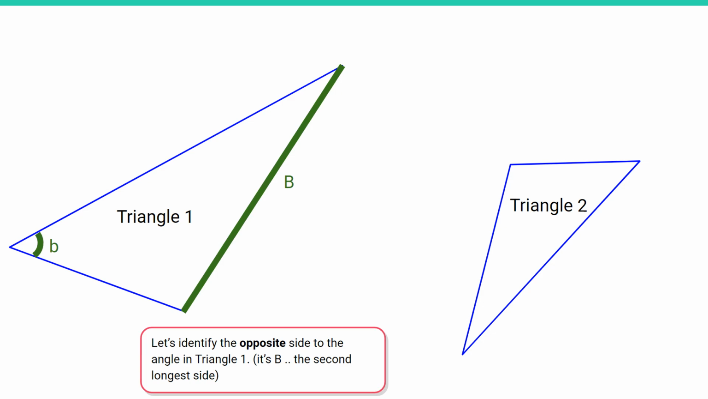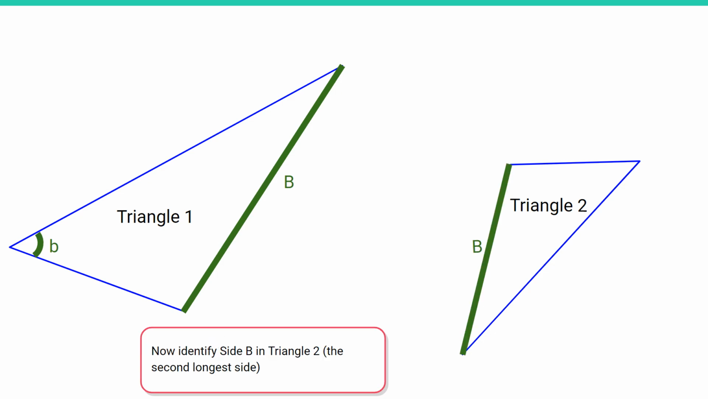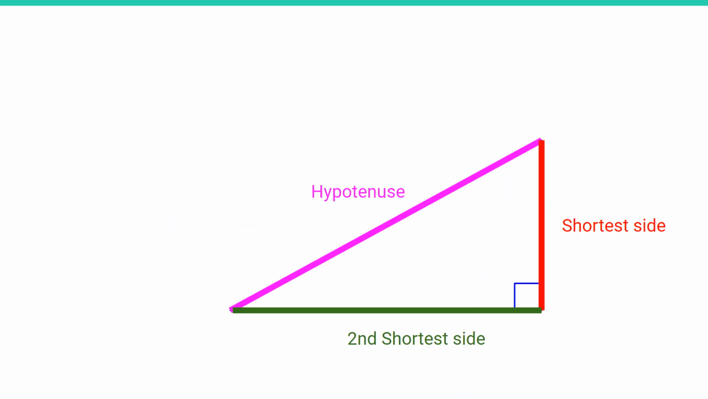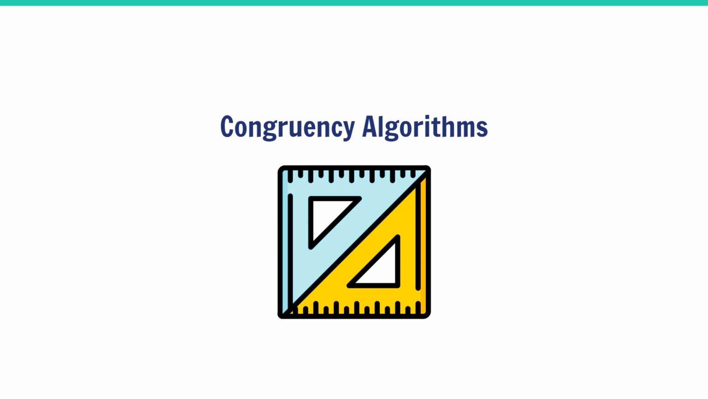So how do we find the corresponding or the matching angle in the second triangle? Well, we do the reverse. We start with the second shortest side in triangle 2, so that would be that side, the B side. So the corresponding angle would be the angle that's opposite the B side, which is small b, which is that angle. So then we know those are the two corresponding angles that match up between those two triangles. When we have a right angled triangle, we're going to use A for the shortest side, B for the second shortest side, and H for the hypotenuse. And now we are ready to look at some congruency algorithms.